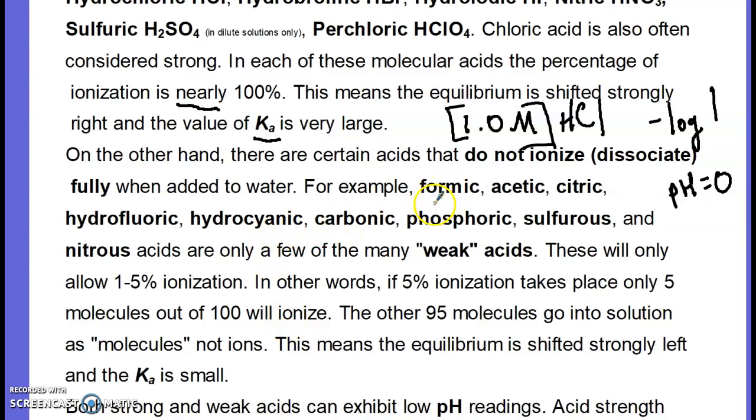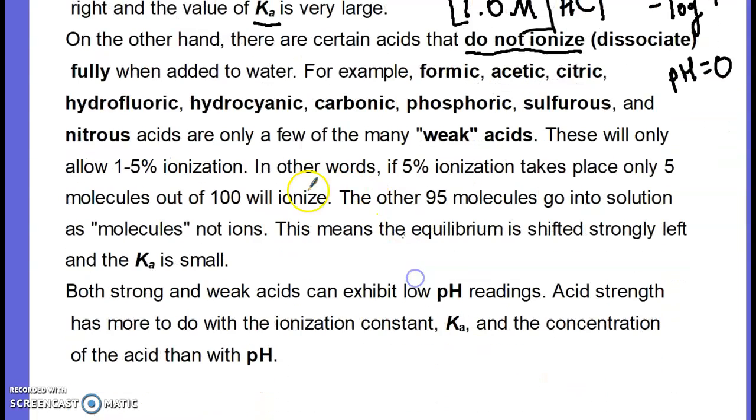Here's some acids that don't ionize completely, don't dissociate fully. These are weak acids: formic, acetic, citric, basically every other acid there is that isn't on that list, right? And so we talk about those. They can get from 1 to 5% ionization, okay? And that means 5 out of 100 molecules will ionize, right? 95 molecules don't. And so you have these really small acid constants. But they both can exhibit pH readings. It just has to do with the ionization constant for the weak acid or the concentration of the strong acid.